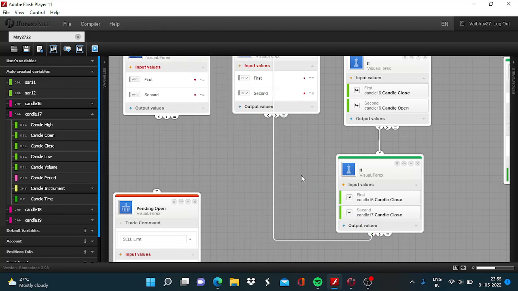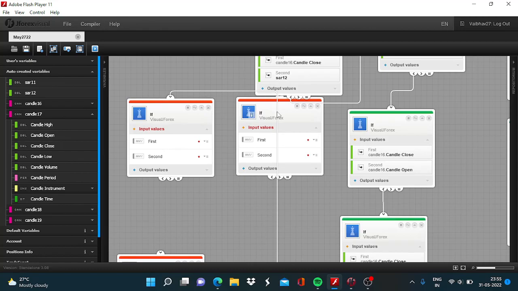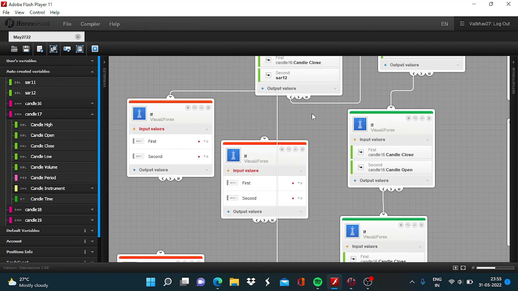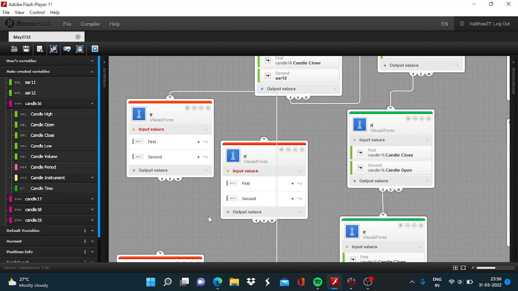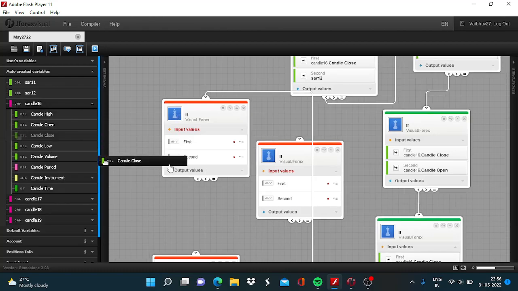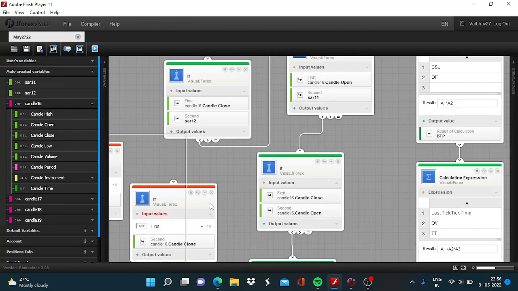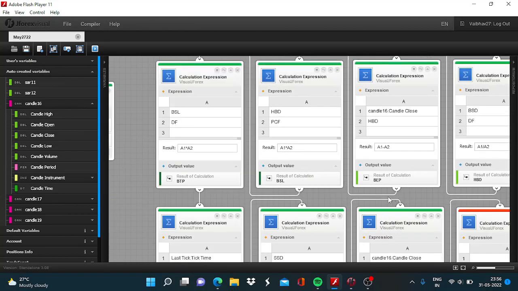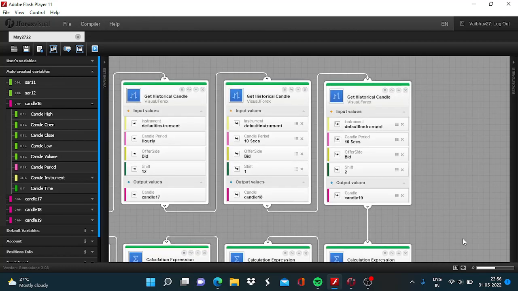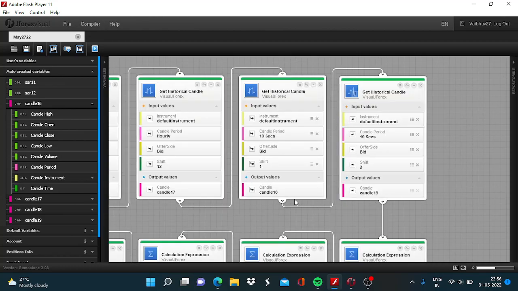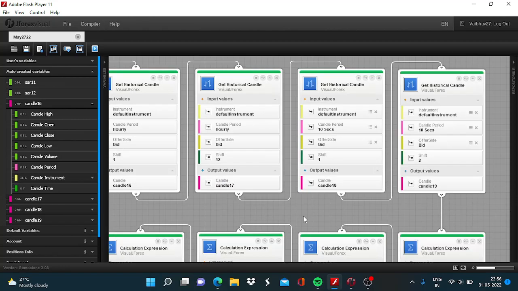Then, as and when price starts to drop below the last hour's closing value, we will look to initiate the trade. So again, we have to take candle 16 candle close as the common input for both of these if blocks. And we will compare this value with the 10-second candle closing values. We have these two 10-second candles, candle 18 and candle 19 with the look back period of 1 and 2 respectively.